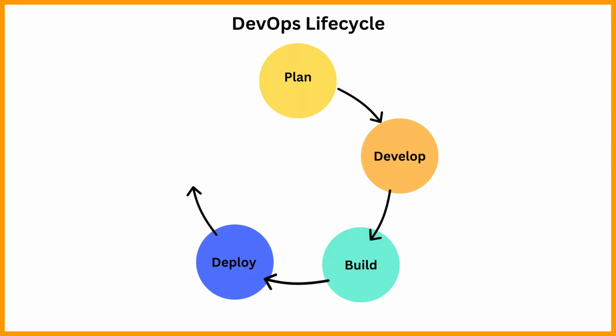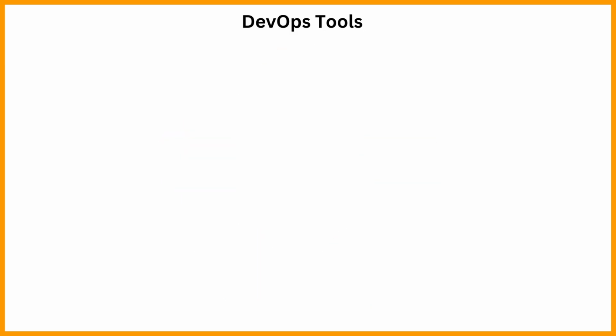Once deployed, the application is monitored. Tools like Prometheus and Nagios keep an eye on the system health, performance, and uptime. Any issues detected are sent back to the team as feedback, which completes the loop and informs the next planning phase. The DevOps lifecycle wouldn't be possible without the right tools. Let's take a look at some of the most commonly used technologies in DevOps.